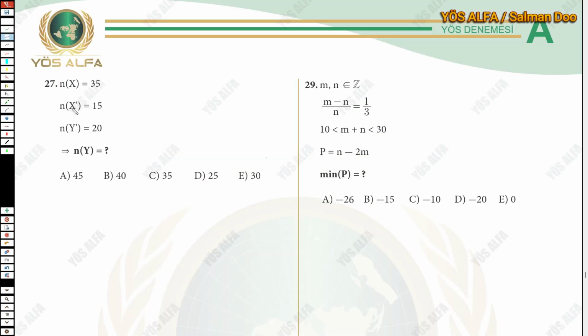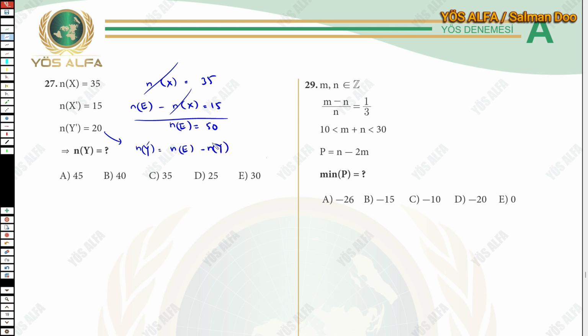27. Number of the elements of x prime is the same as number of the elements of the universal set minus number of the elements of x, and number of the elements of set x is equal to 35. When we sum them up, we have number of the elements of the universal set is equal to 50, and from this expression, we can write number of the elements of y prime is the same as number of the elements of the universal set minus number of the elements of the set y, and it's given to be 20. So this one is 50.